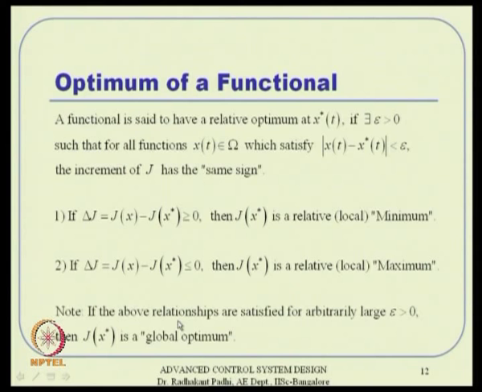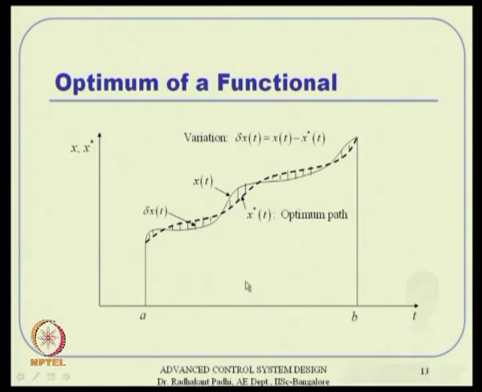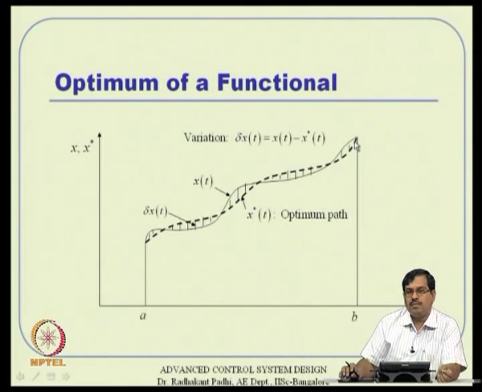Now, the same thing can be shown pictorially. What you are interested in is essentially finding out this x star of t, let us say our optimal path, starting from point A, t0, x0 somewhere, and then you end somewhere here. Let us say this is our optimal path. That means if I follow any other path around that, x of t, then certainly it is going to give me a non-optimum value for J of x.